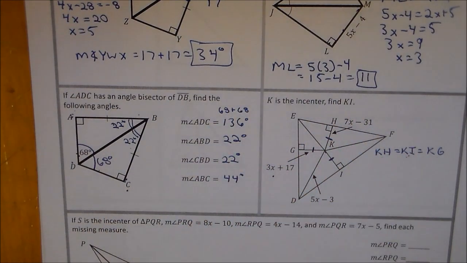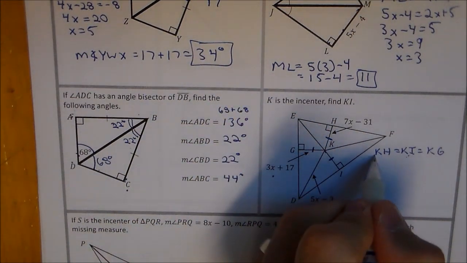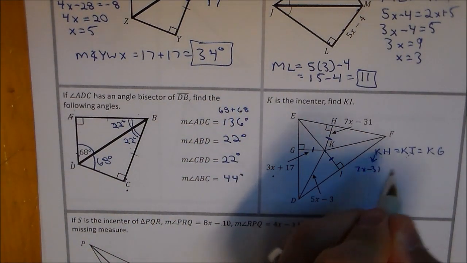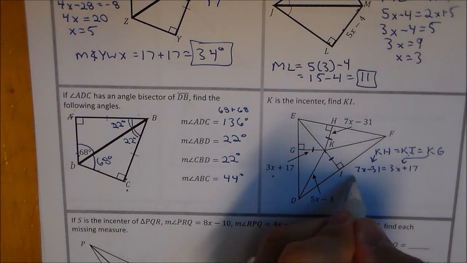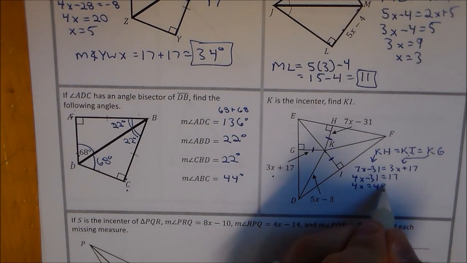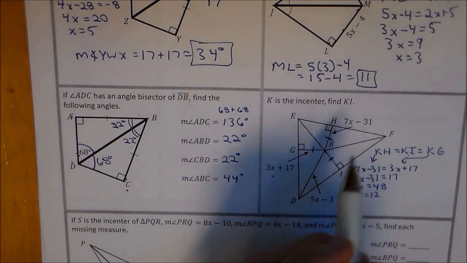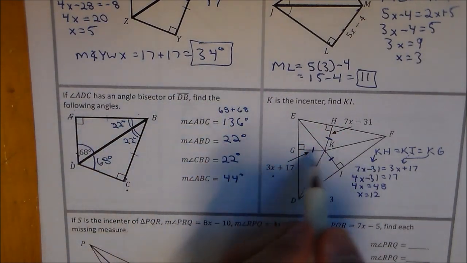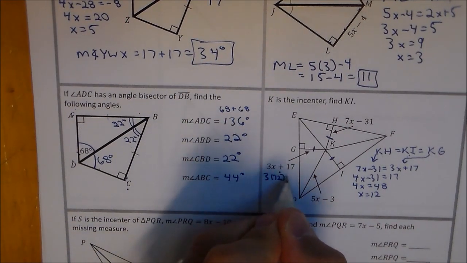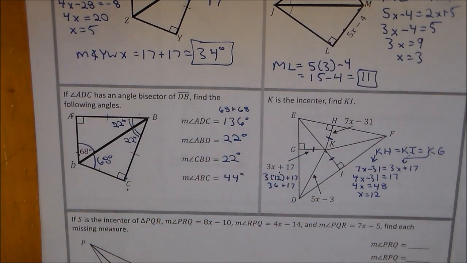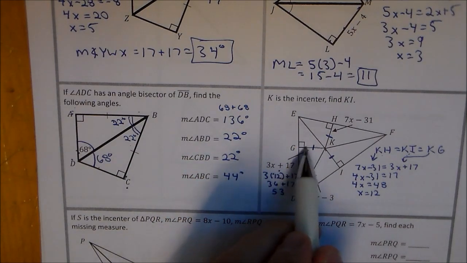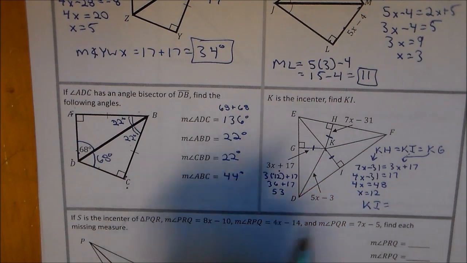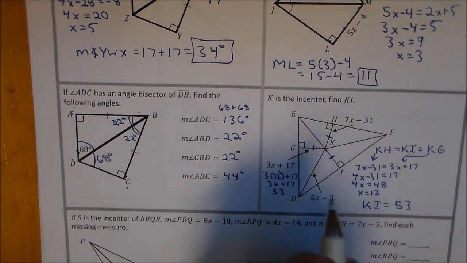So I could set them both equal to each other, solve for x, substitute back in, and I would have the values. So KH is 7x minus 31, and that's equal to KG, 3x plus 17. I'm going to subtract 3x over, and I get 4x minus 31 equals 17. Adding the 31 over, I get 4x equals 48, and x equals 12. By substituting that back in, it doesn't matter which one we do. We'll do it into KG. So we get 3 times 12 plus 17, or 36 plus 17, which gives us 53. Now if that's this segment, it's going to be all the segments, so KI equals 53 units.